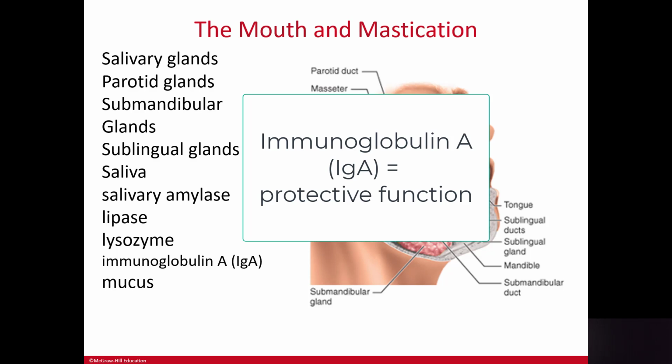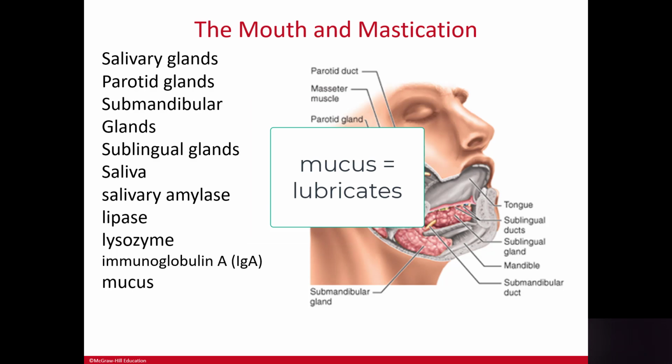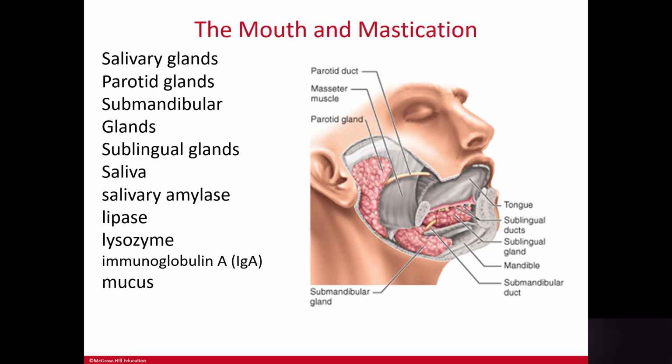And then immunoglobulin A gives us a protective function. We'll talk more about that in chapter 12, but it provides a protective function. And then the mucus that's secreted in saliva helps to lubricate the food as it passes down into the esophagus.